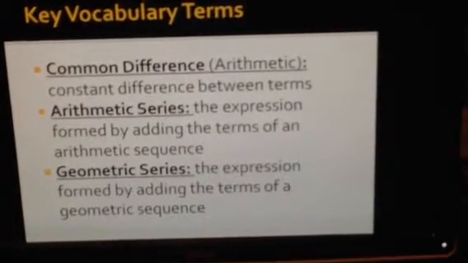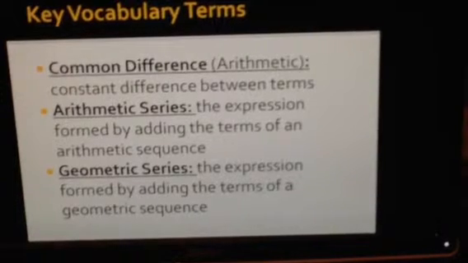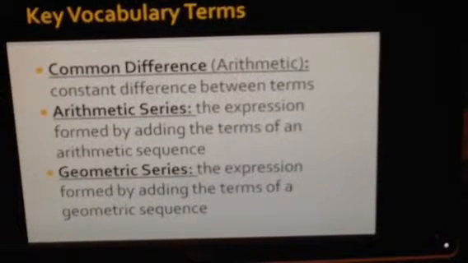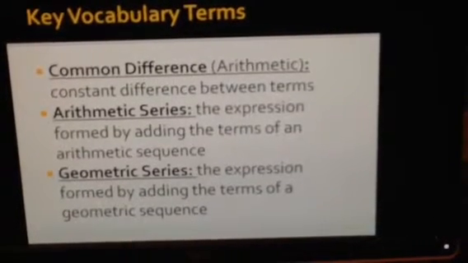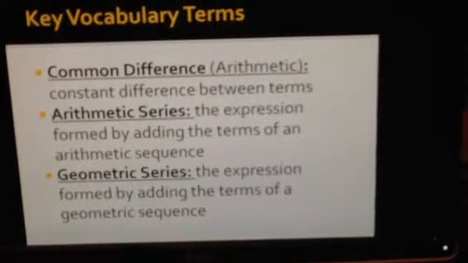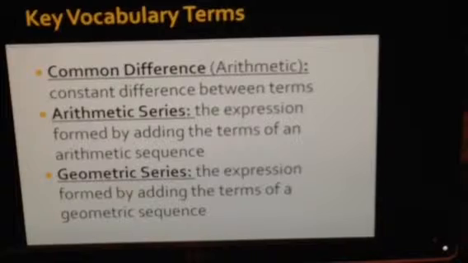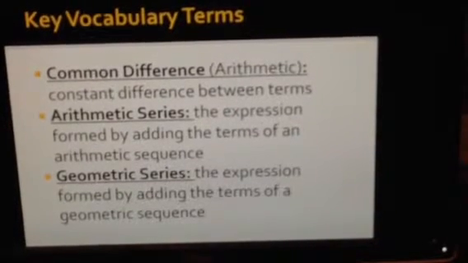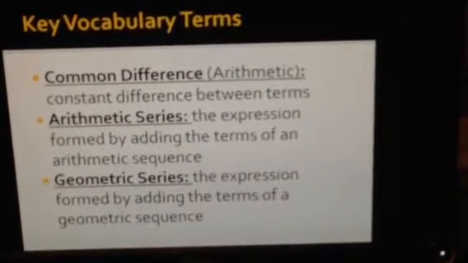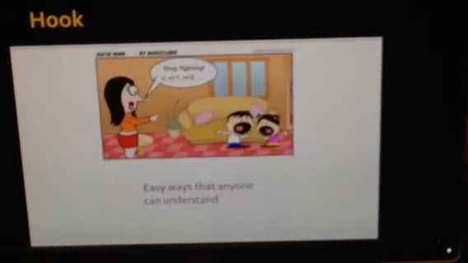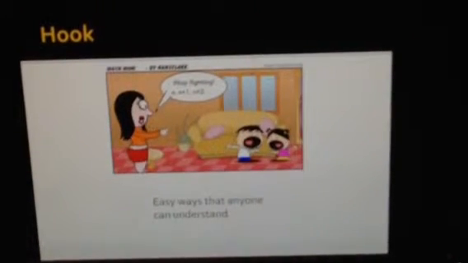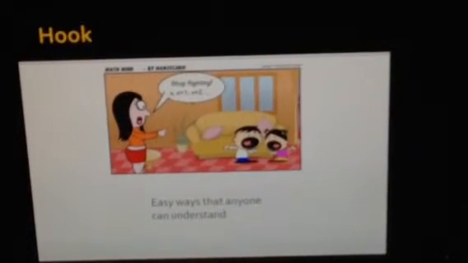A common difference, which goes with arithmetic sequences, is the constant difference between terms. An arithmetic series is the expression formed by adding the terms of an arithmetic sequence. And a geometric series is the expression formed by adding the terms of a geometric sequence. And I found a little cool comic which represents an arithmetic sequence.